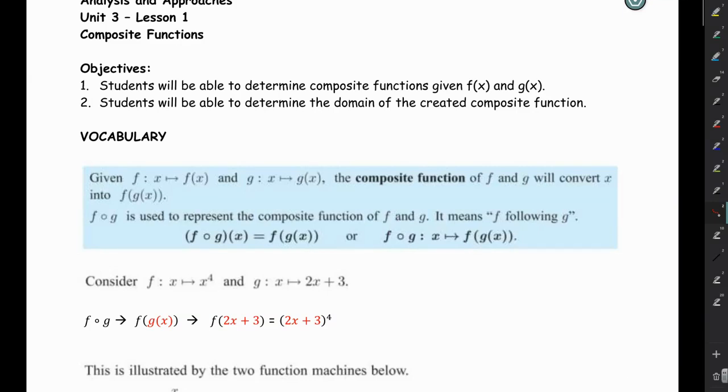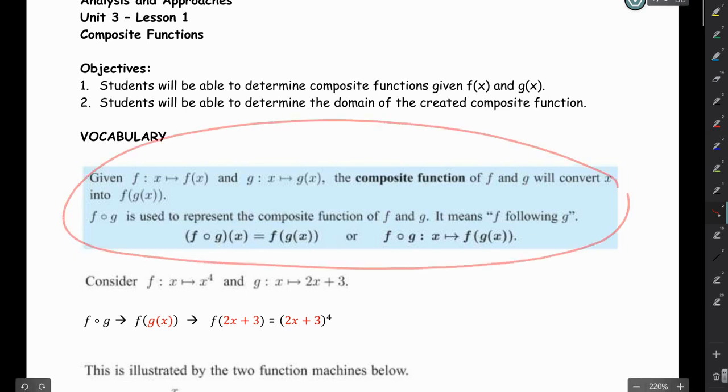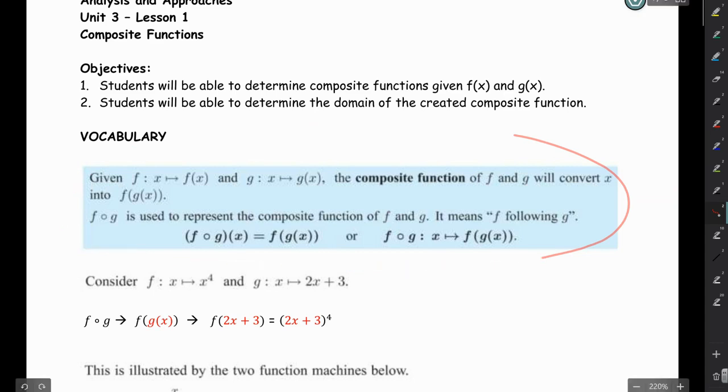Hi everyone, in this lesson we're talking about composite functions, and we're also going to be looking at the domain of a composite function. All right, so first of all we have our vocabulary here. We have a composite function defined. f of g of x means that g of x is going to be input into the f function. It's read f of g. That's f of g of x means g of x would be input into the f function.